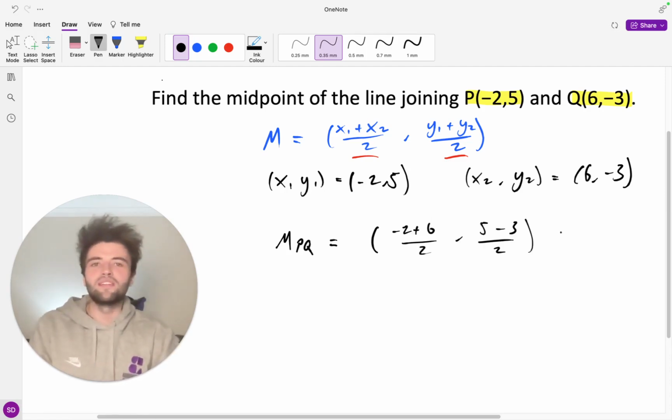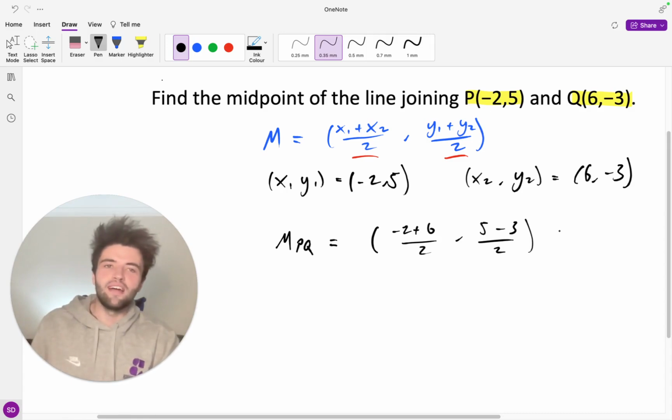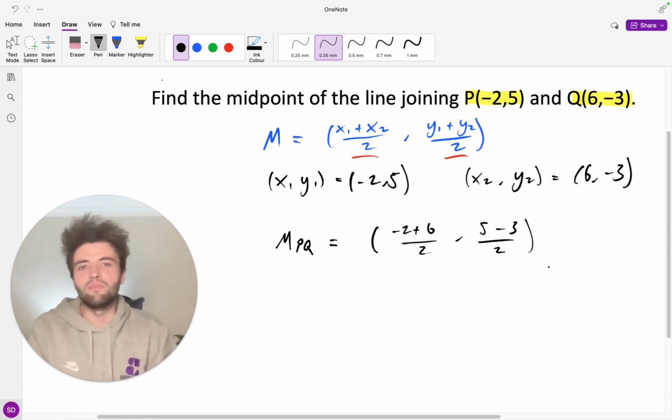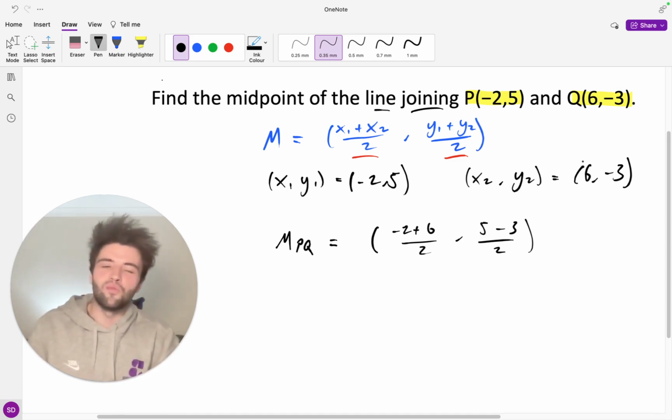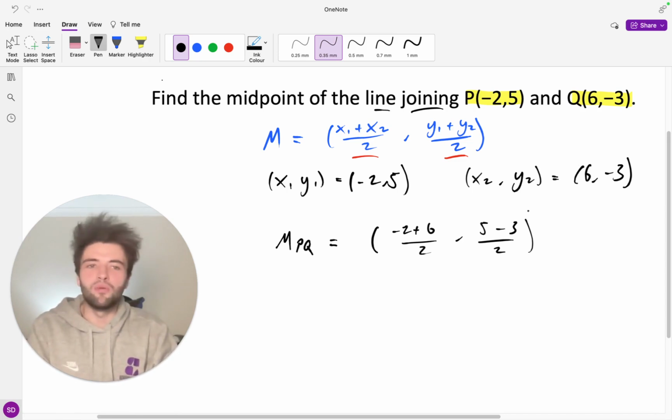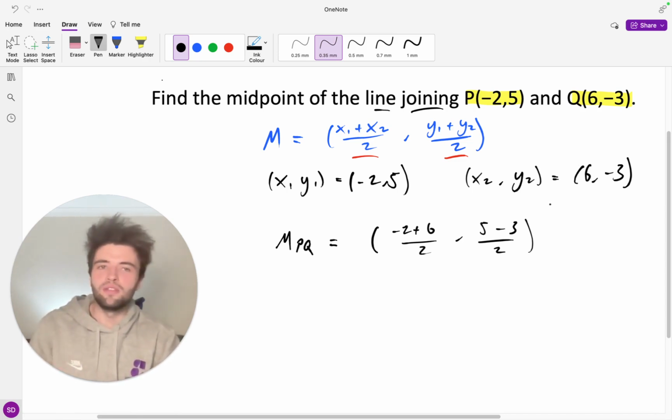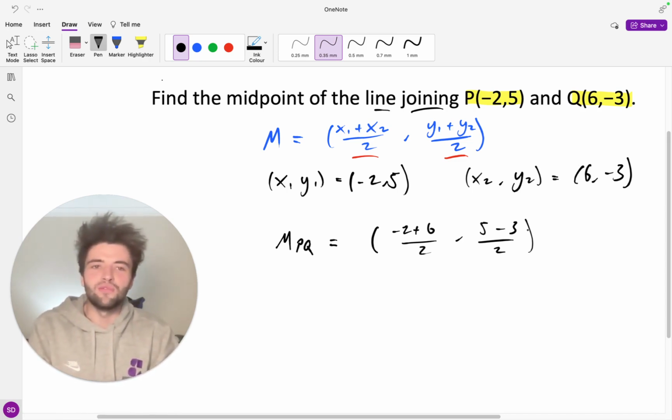And it is worth noting here that finding the midpoint between two different points and the midpoint of the line which joins those points is actually the exact same thing. So don't be too confused or concerned by the wording of introducing a new line here. So the midpoint of PQ is basically the point that's between P and Q, sort of equidistant from both.